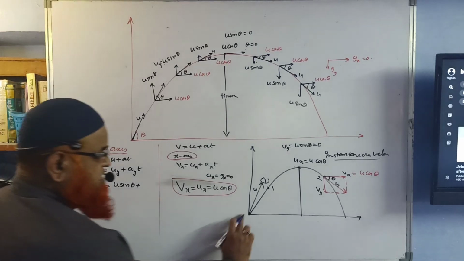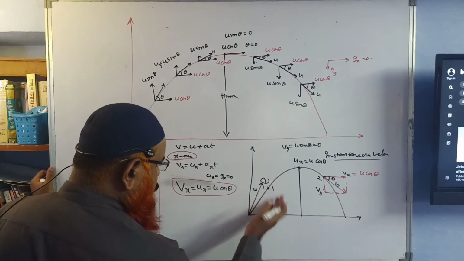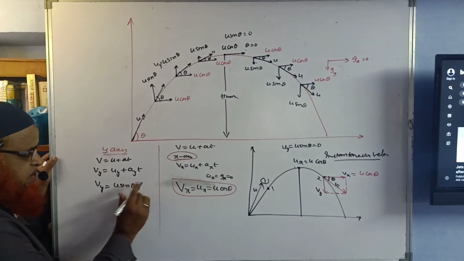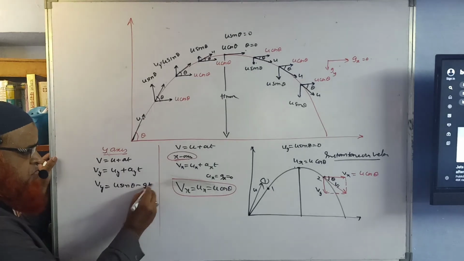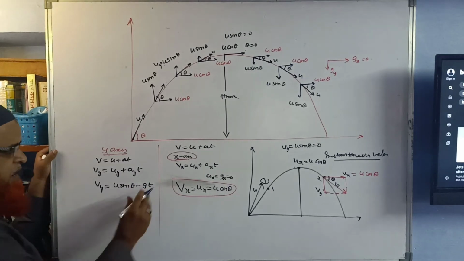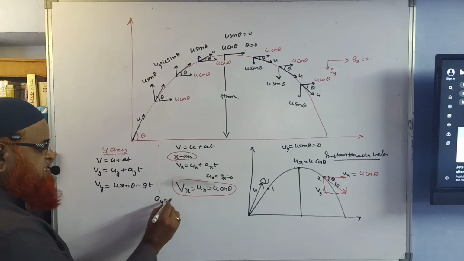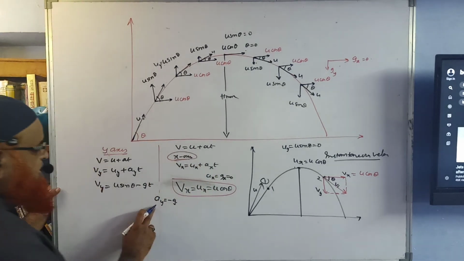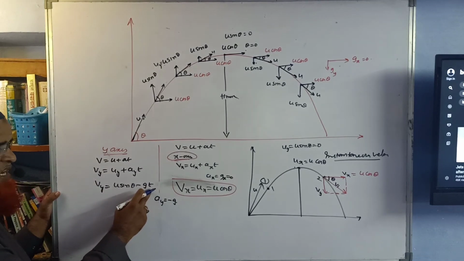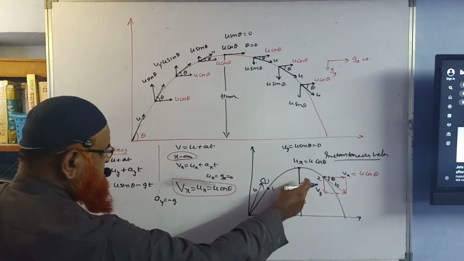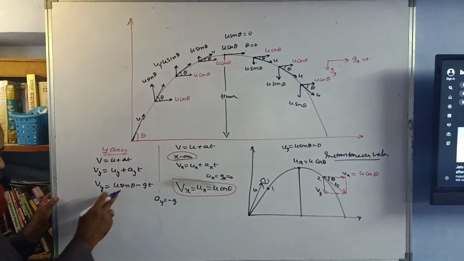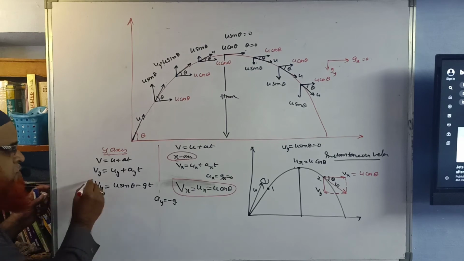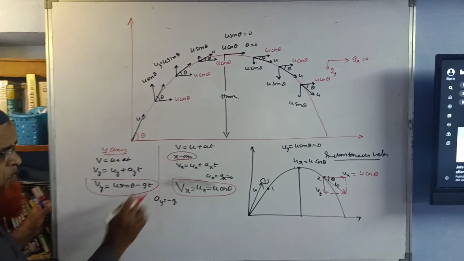But if you consider during this path, at the first position it is going upwards. So you can consider this as minus g into t. Why are you writing gt here? Because ay is equal to minus g during this path. So this is happening here now: U sin theta minus gt, if you consider this as the first point and this as the second point. That's it. So this is Vy, the magnitude of Vy. So you got the Vy value, you got the Vx value.